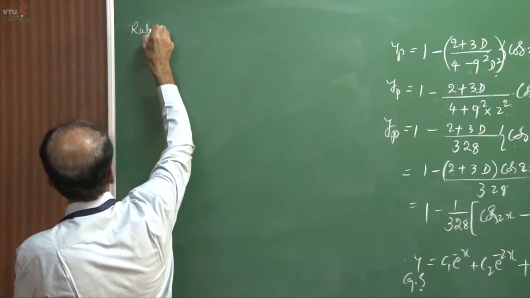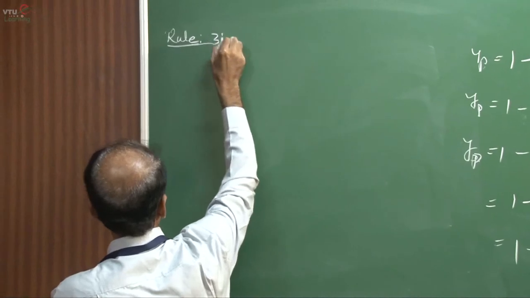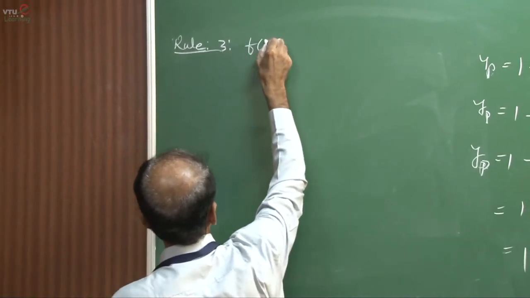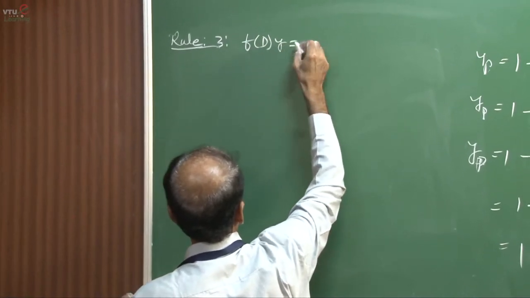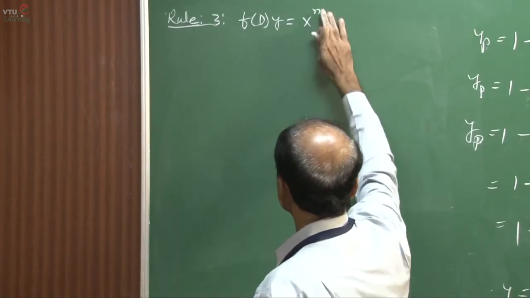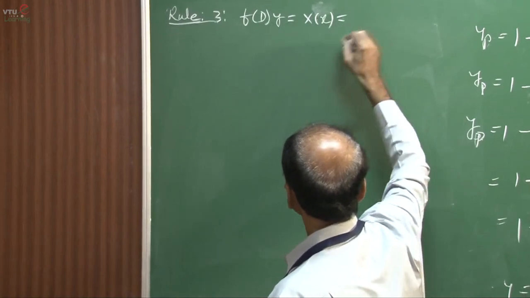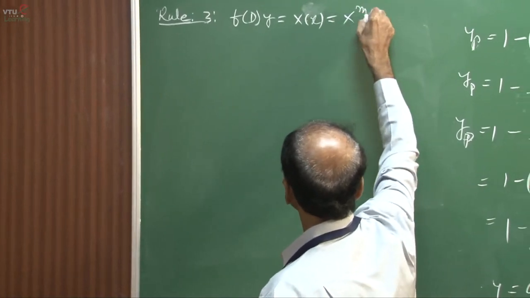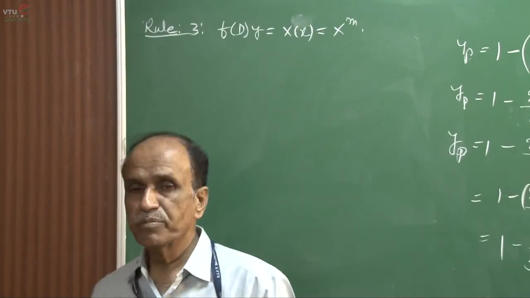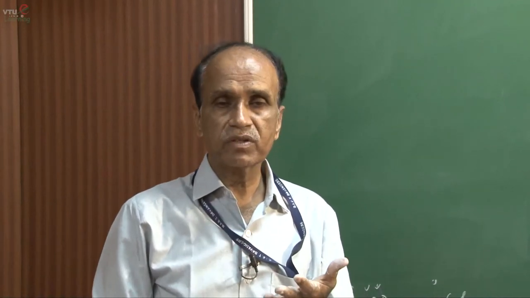This is rule 3. Already two rules we have completed. Now in rule 3, f of x is equal to x to the power m. That means x to the power m is a polynomial with various degrees: x to the power 1, x to the power 2, x to the power 3, like that.